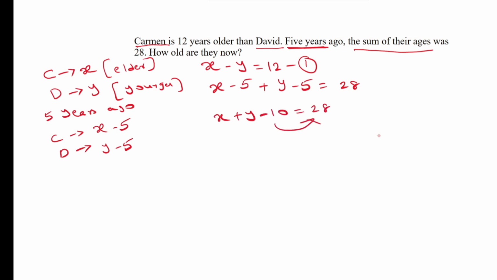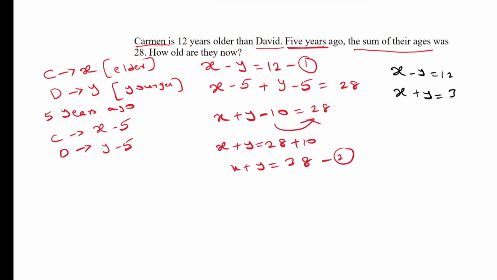Taking minus 10 to the right side, it becomes x plus y equals 28 plus 10, which is 38. This is equation number 2. Now let us try to solve both the equations. The first equation is x minus y equals 12 and the second equation is x plus y equals 38.